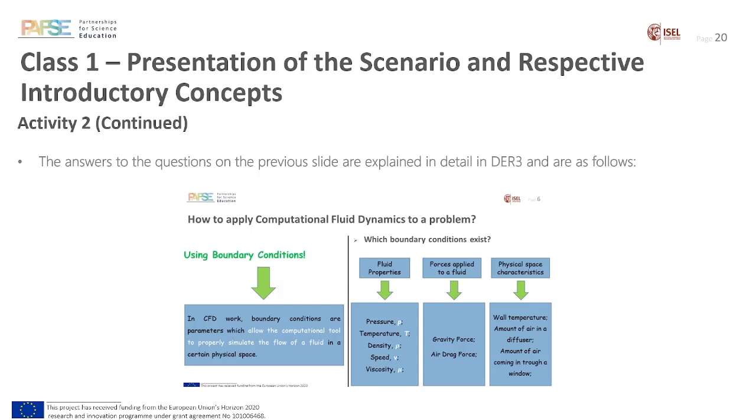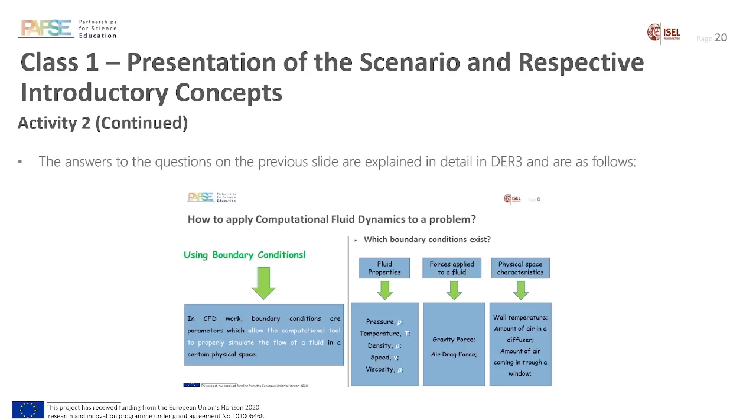I also have to identify which forces are applied to a fluid. For example, in the case of the airborne particles, we have gravity force and air drag force. So this also needs to be mentioned in my computational tool. My computational tool knows that it will have to analyze and solve the Navier-Stokes equations, but it requires information about what fluid we want to simulate and what forces are applied to that particular fluid.